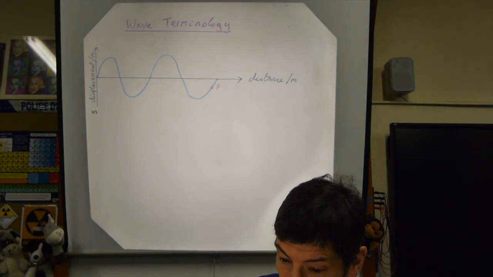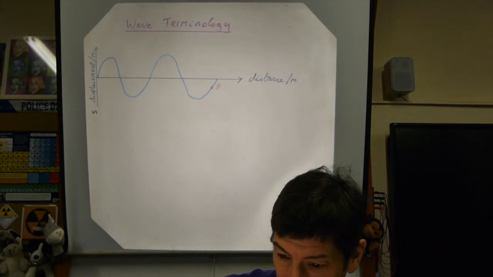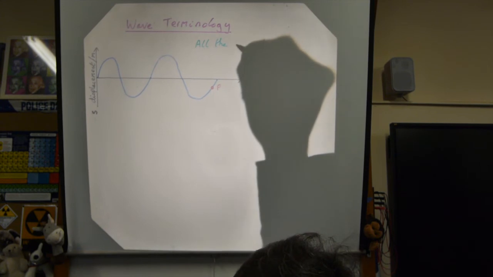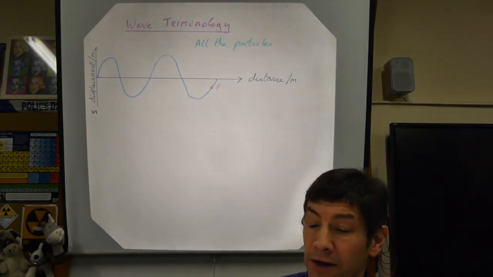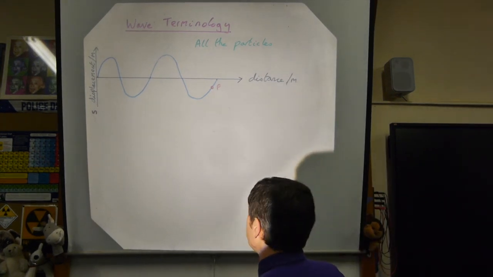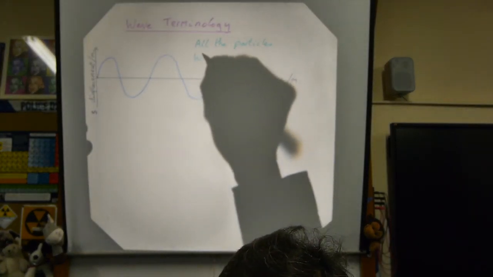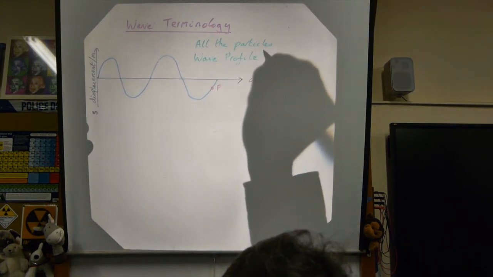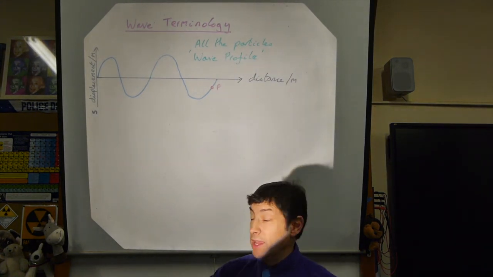Now, there's a name for this type of drawing, looking at the whole wave. Okay, what we're seeing here is all the particles in the wave. Okay, and therefore, it's kind of a picture of everything that you see when you see a wave. So, it's called the wave profile. I think you can see why it's called that. It's kind of the picture of the wave.